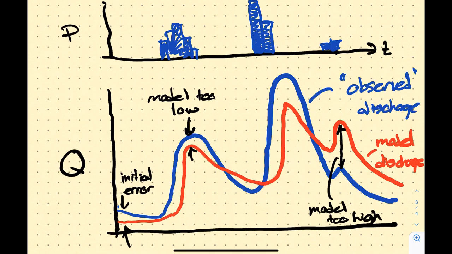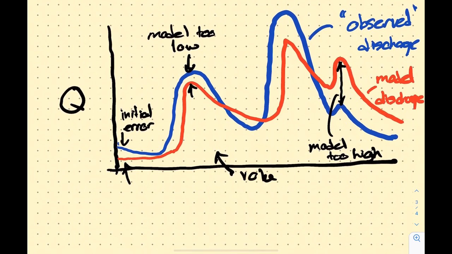Yeah, so that's maybe important. So what does the area under this curve represent? Total discharge? Yeah, like the total volume over some period of time. So their volumes, the area under the curve, doesn't match.